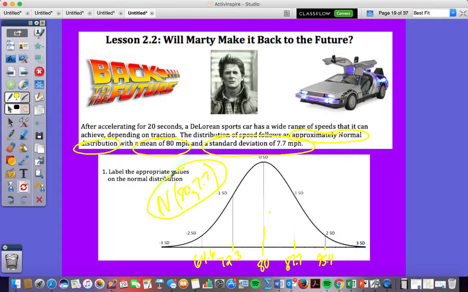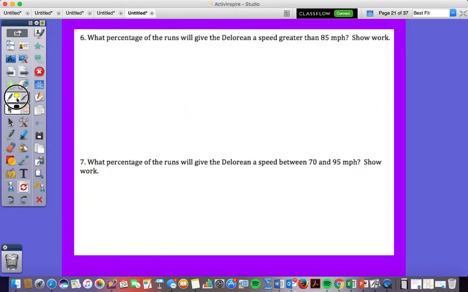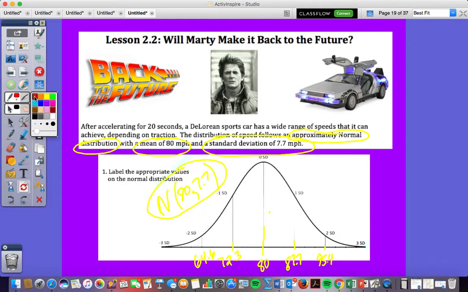Okay? All right, so let's look at the questions, and we're going to take this and be able to dissect it. Okay? Question 2. This is where you dial in. Question 2. Yes, Fiona? You got an answer for this one? So I'll read it. What percentage of the runs will give the DeLorean a speed greater than 87.7? Fiona, go ahead. Try to attack that. So 87.7, I like it. We're going to shade this area here, okay? And what percentage is that? And you said it. 16%.